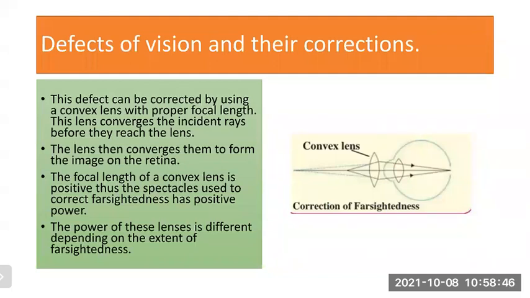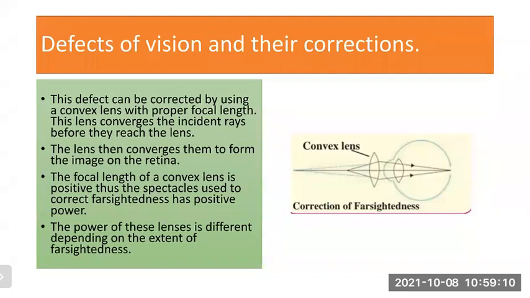The lens then converges them to form the image on the retina. Got it? Now, the focal length of a convex lens is positive. Thus, the spectacle used to correct the farsightedness has the positive power.